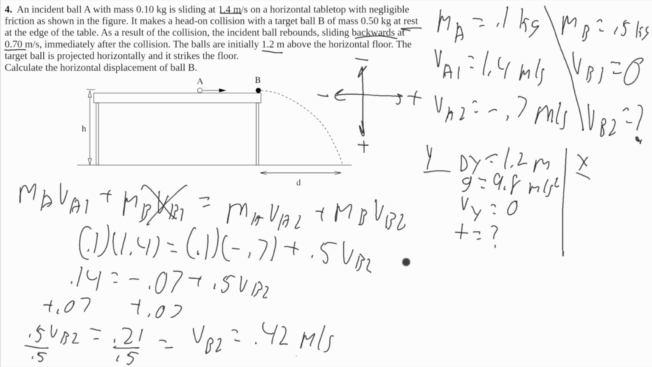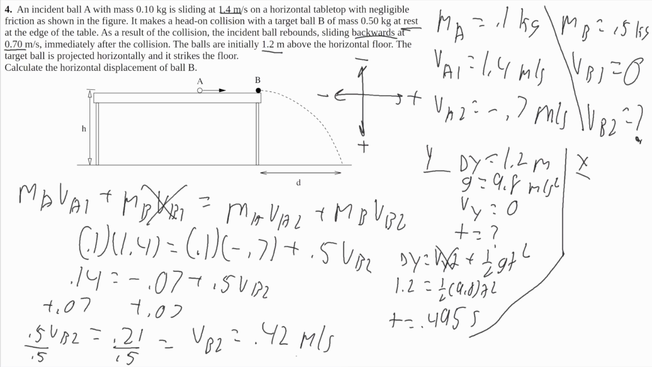So I'll write this equation. It'll look like delta y is equal to vy t, which is 0, plus 1 half g t squared. So we'll get 1.2 is equal to 1 half of 9.8 t squared. When solving for t, you get t is equal to 0.495 seconds. And we're going to use this number to solve for the displacement.